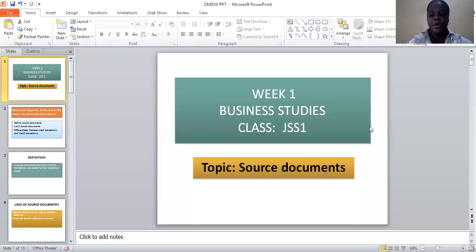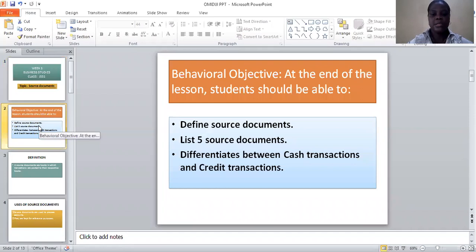The topic we'll be treating today is source documents. But before we go on, I would like us to know that at the end of the teaching, the student should be able to define what source documents means. Number two, to list at least 5 types of source documents. And the last learning objective is to differentiate between cash transactions and credit transactions.